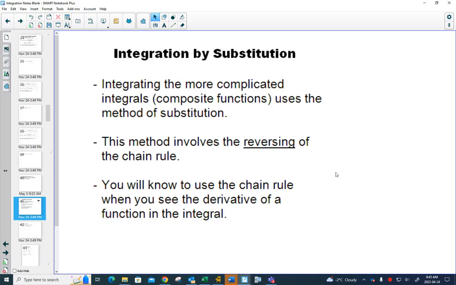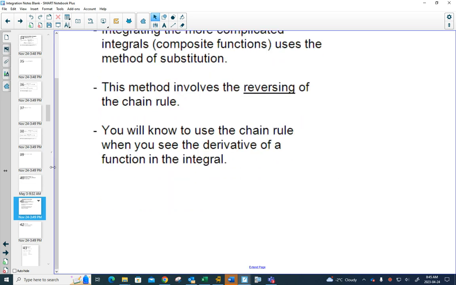So our first more complicated integration technique that we're looking at is called integration by substitution. And this is the idea of reversing the chain rule. So what we're going to be looking at is, can we recognize that a chain rule happened as a hint, and then think about working backwards. So to start off with, let's just think of a simple chain rule.